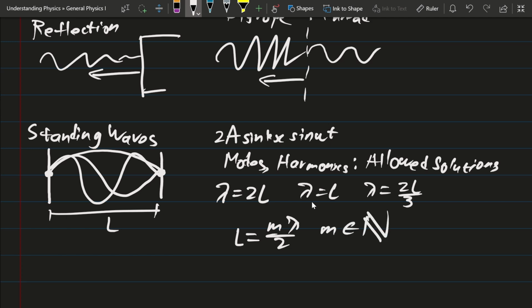And so this could also work for other ends, like for an open end, the solution will be something like this, and then something like that, then something like that, and etc. So there can only be a certain amount of solutions for these boundary conditions.